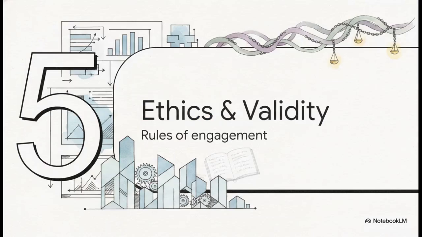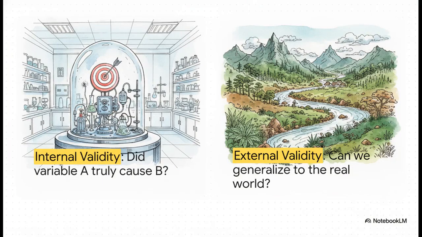Section 5. Ethics, Validity, and Pitfalls. As we near the end of our investigation today, we really need to talk about the rules of engagement. Because choosing a research design isn't just some technical decision you make in a vacuum, it carries immense responsibilities. A major part of this responsibility comes down to validity, meaning how truthful and accurate are your findings really? We are constantly balancing two types here.